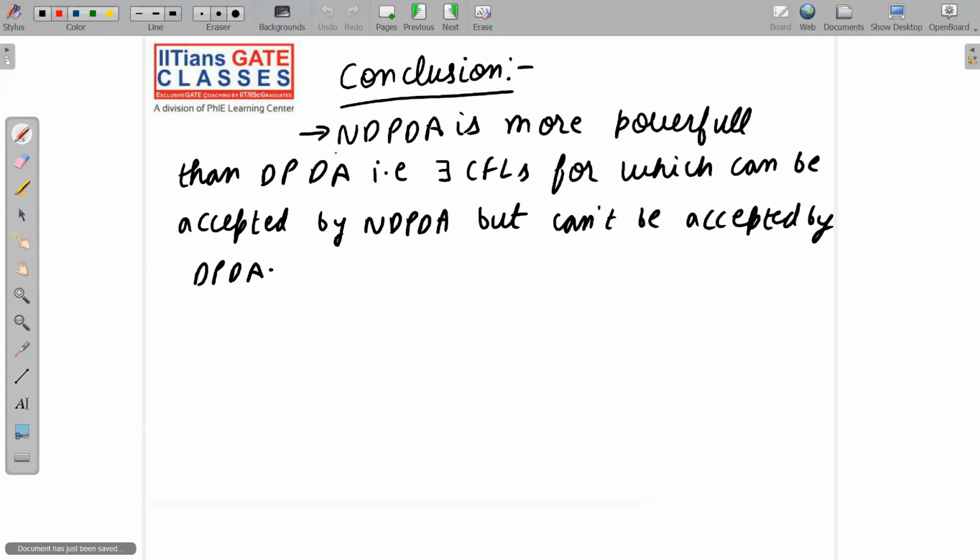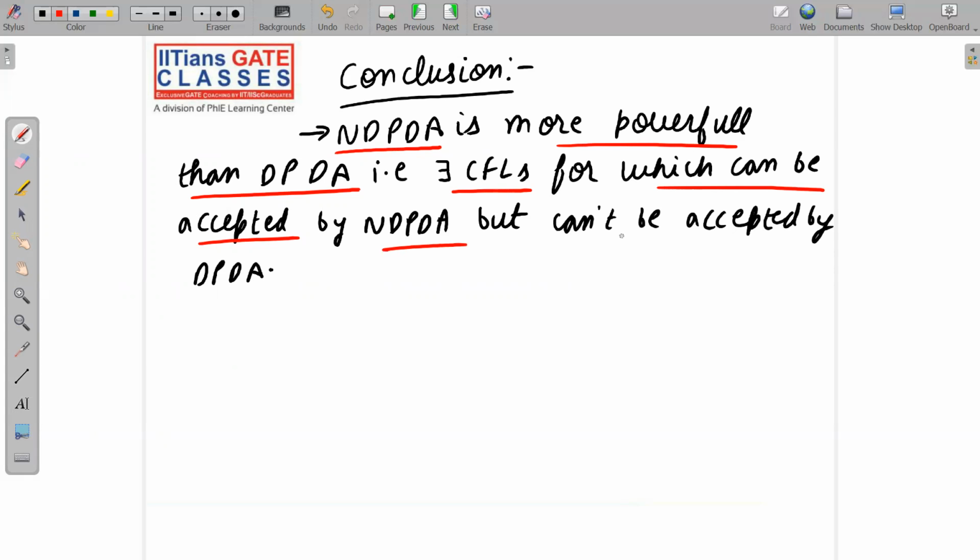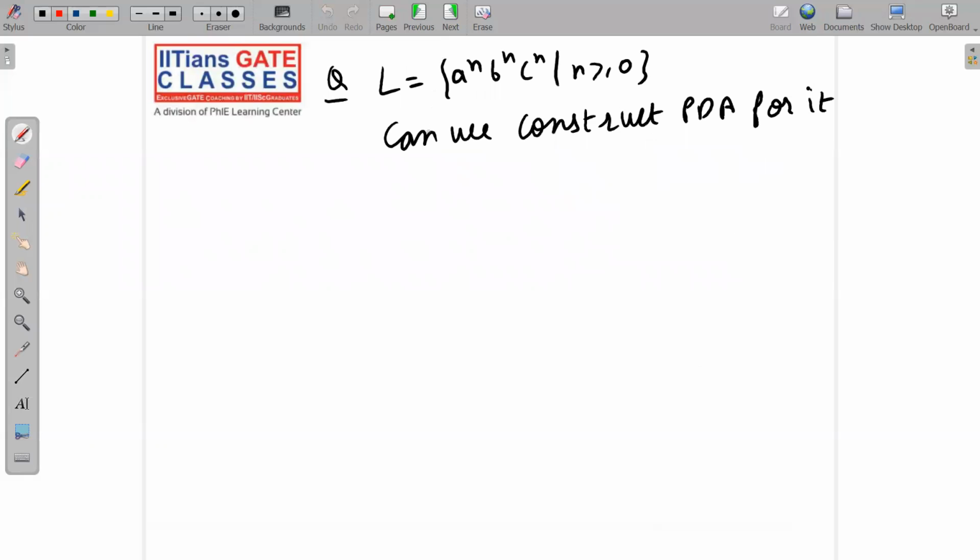Let me use a different color. NDPDA is more powerful than DPDA. That means there are CFLs which can be accepted by NDPDA but can't be accepted by DPDA. So NDPDA is more powerful. You have to remember this fact. This is a very, very important point. Now let's move to the next slide.